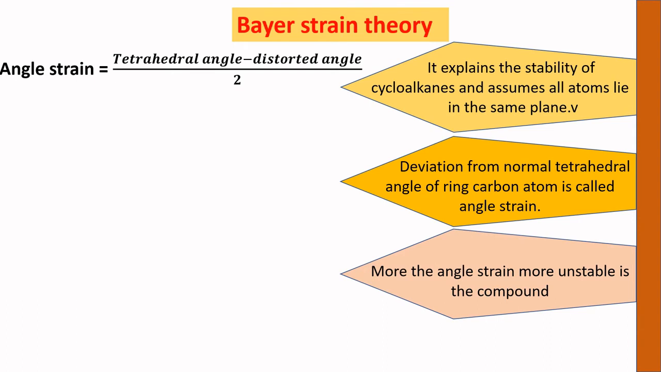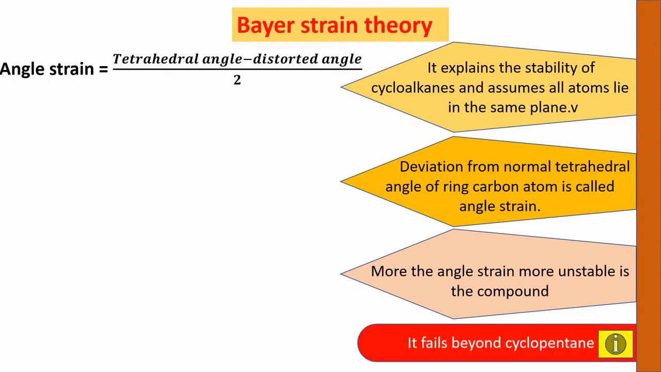So what is Bayer strain theory? It is a theory which explains the stability of alkane. What is it telling? The deviation from the normal tetrahedral angle of the ring carbon atom is called angle strain. The more the angle strain of a compound, the more unstable the compound. And one more thing you should remember, this is a very important point: it fails beyond cyclopentane. Up to cyclopentane it is fine. But whenever you go beyond cyclopentane, if you talk about cyclohexane, cycloheptane, cyclooctane, this theory is not valid.